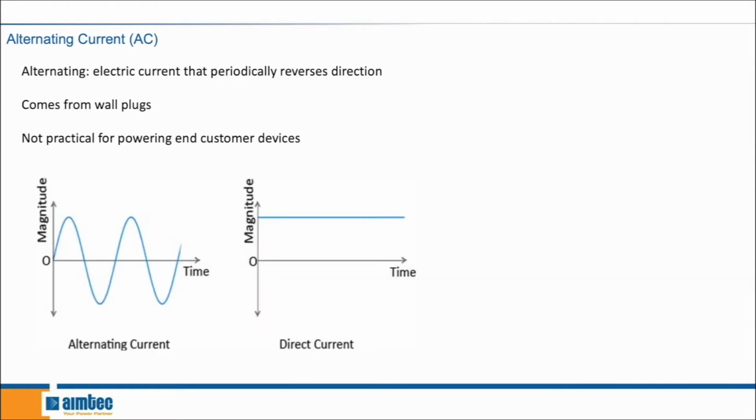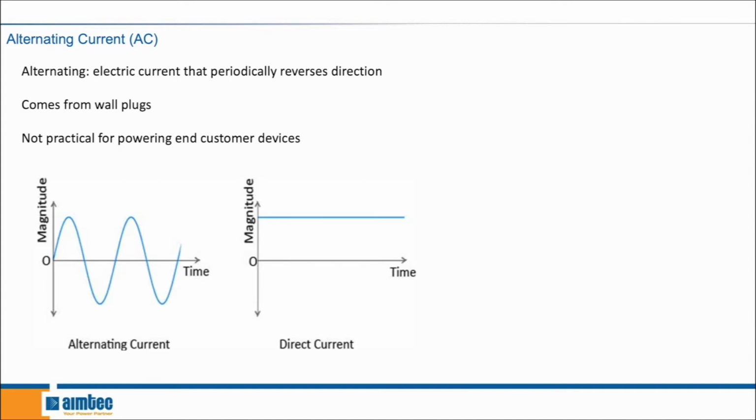Now we're going to be moving on to something a little bit more advanced, and we're going to be talking about two different types of currents, starting with alternating current. Alternating current is an electric current that periodically reverses directions, and I don't mean every 6 seconds. It's something that happens very quickly. And AC is current that actually comes from our wall plugs. Even though it's very available, since it's in our wall plugs, it's not practical for powering end customer devices.